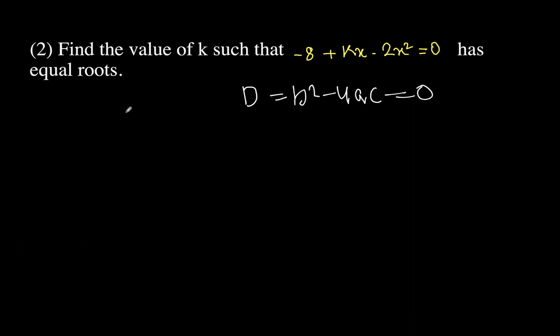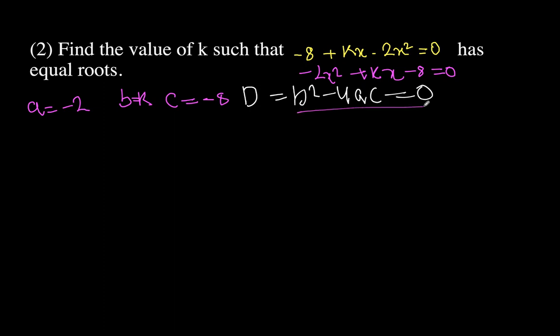Now let's find a. What is a? You'll say a is the coefficient of x square, which is minus 2. What is b? B is the coefficient of x, which is k, and c is your constant value, which is minus 8. So you can rearrange this equation like that: minus 2x square plus kx minus 8 is equal to 0. And then you can calculate a, b, c. Now in the question they have given that this equation has equal roots, which means that b square minus 4ac has to be 0.